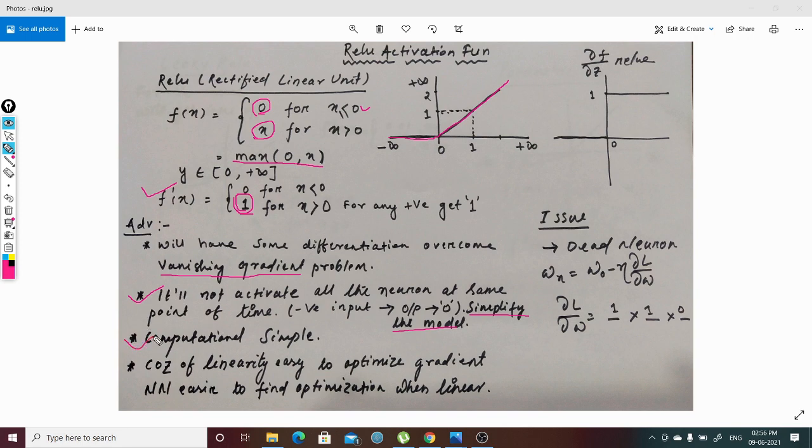And it is computationally simple, as you can see, it is a very simple formula. For a negative value it will just provide zero, for a positive value it will just provide that positive value. So there is not too much headache in calculating exponentials or any complex calculation. It is quite simple. And the last advantage, because of linearity, it is easy to optimize, because it just provides a linear graph. So it is very easy to calculate the gradient or slope. So the optimization of the gradient is quite easy for linear functions.